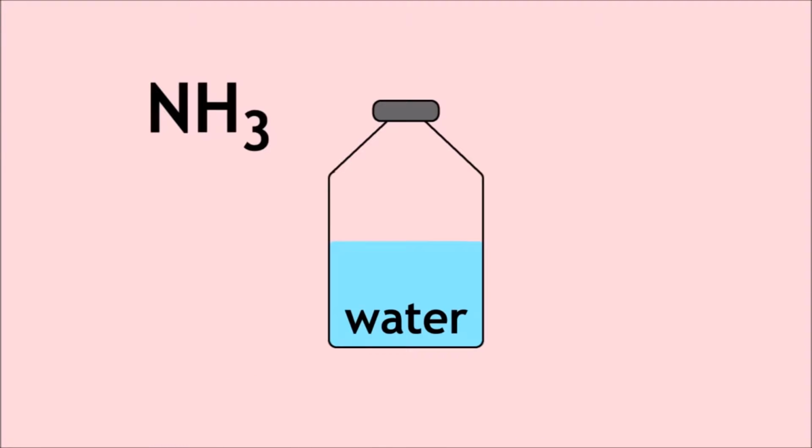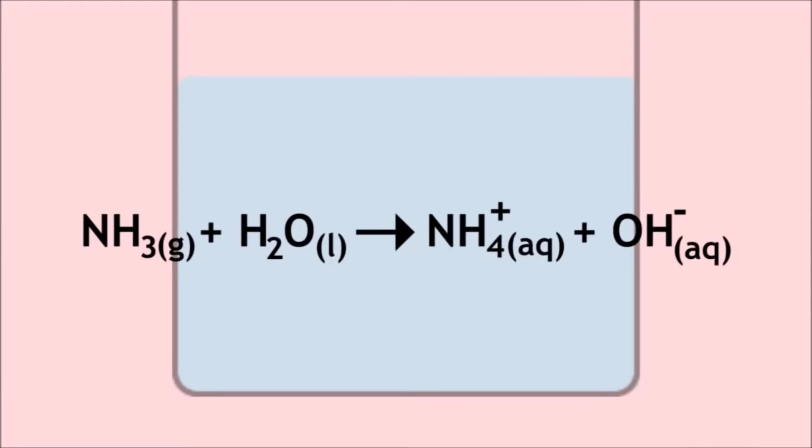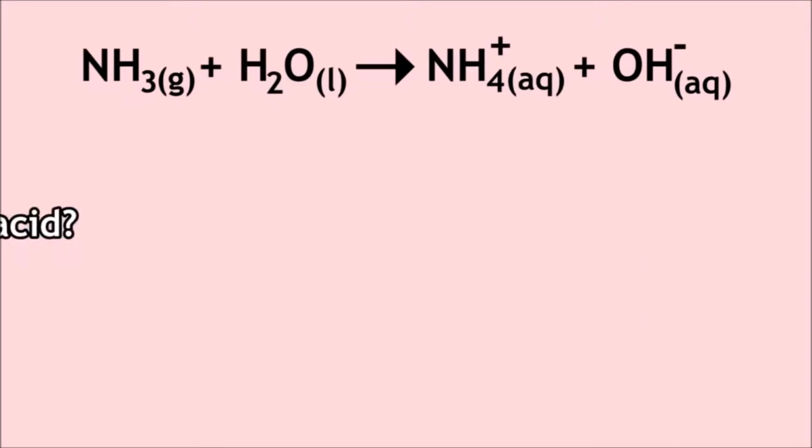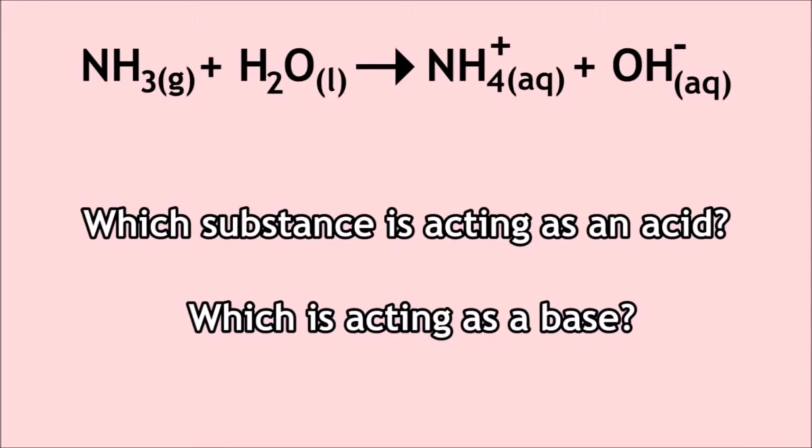When ammonia dissolves in water, it accepts a proton from water. Notice that this reaction also involves a proton transfer. Can you figure out which substance is acting as an acid in this example? Which is acting as a base? Please pause the lesson to think about this and resume when you are ready.